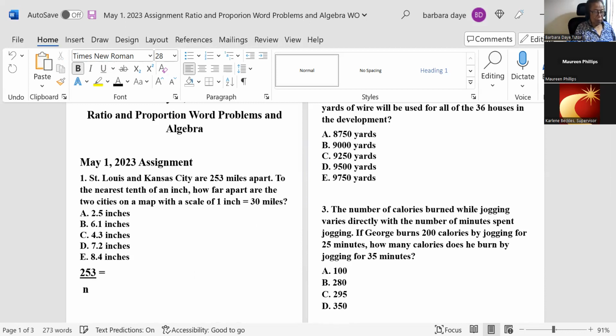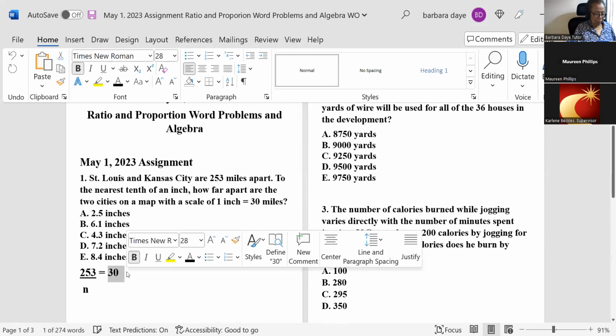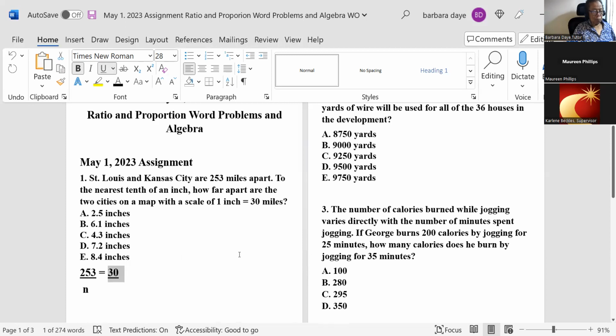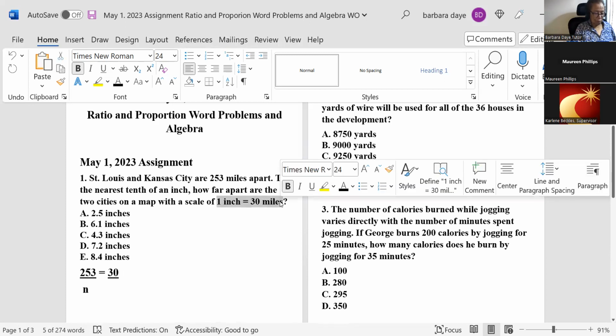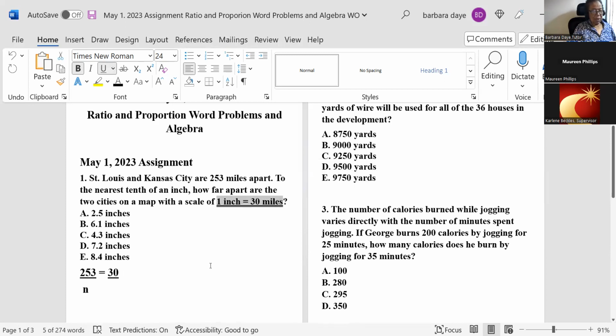30. That's right. Over what? 30 miles is how many inches? Right there, 1 inch. That's right. So this is a one. All right, let's put the 1 in. So what do you do from here, Maureen? We've got our ratio proportion set up. Cross multiply. Okay.